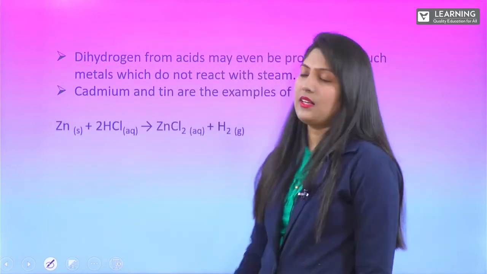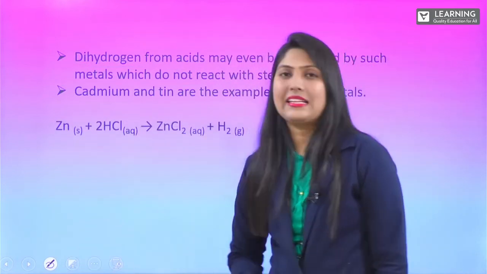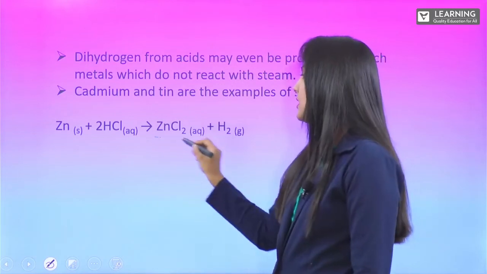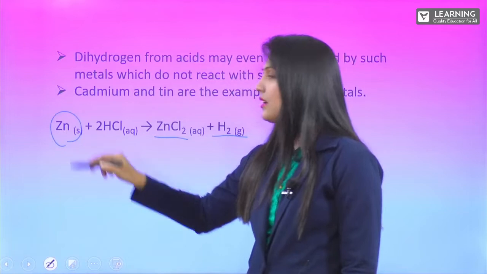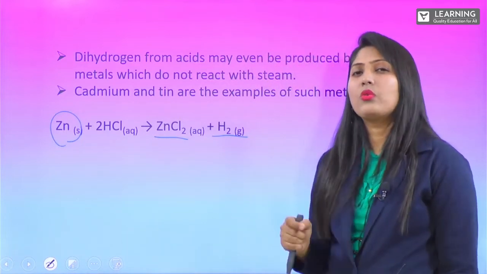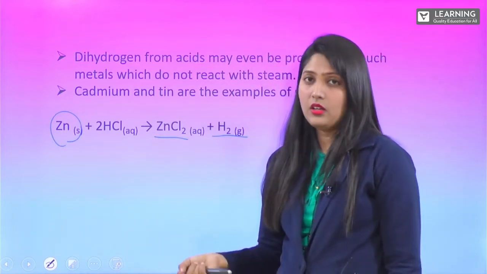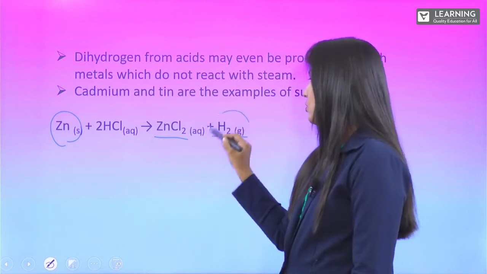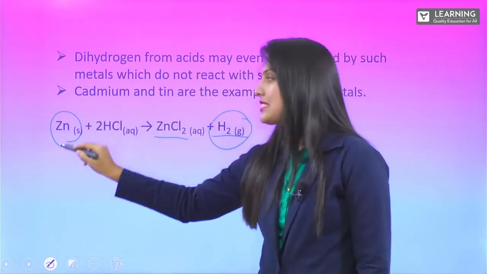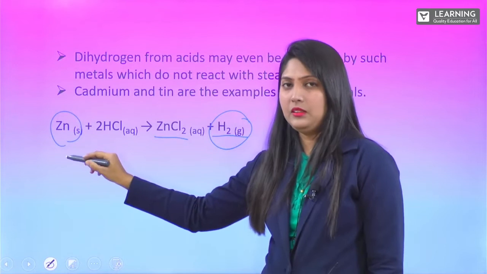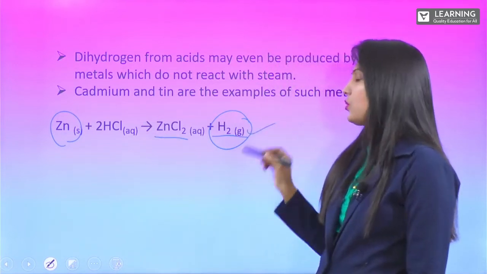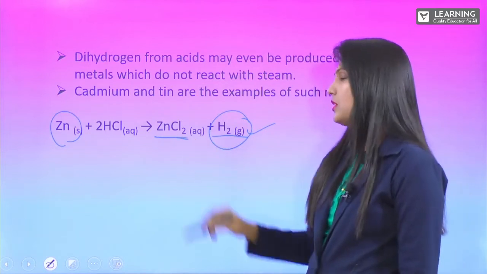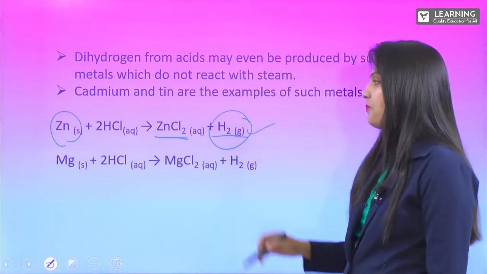Next, we have zinc, which reacts with HCl to give zinc chloride and hydrogen. Zinc is a weak metal, so it doesn't react with water or steam to give hydrogen. Instead, the same metal will react with hydrochloric acid to give hydrogen gas and form a salt, zinc chloride.